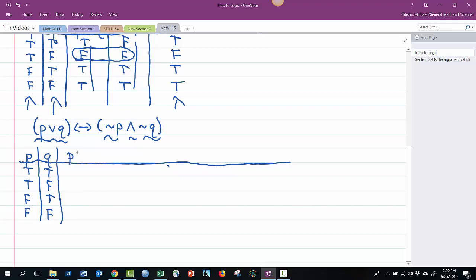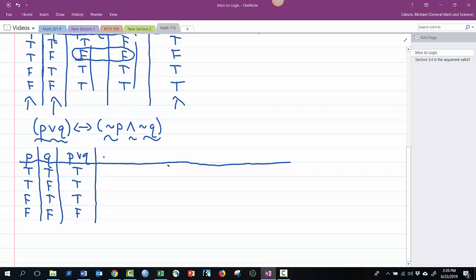So P or Q, remember this is only false when they're both false, so there's my false. All the rest of these are true. See how I've got these memorized? Like I know that or is false only when both are false. You're going to have that memorized, or you can have a little cheat sheet with you, but you want to have it at least pretty close to memorized with the cheat sheet to remind you just real quick.